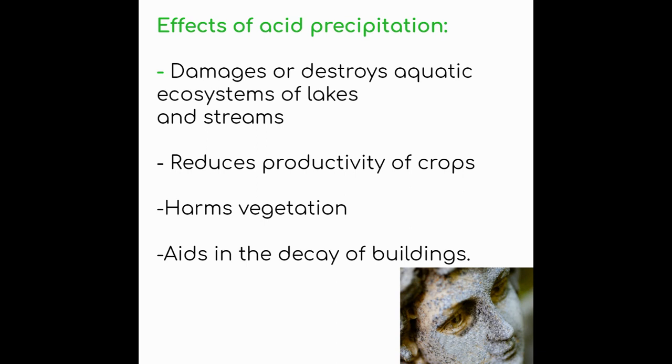When we talk about farming, acid rain can reduce the productivity of crops. Acid rain can fall and hit your crops and do damage to them, which means less product, less money for farmers, and less food for people. Again, we've talked about harming vegetation, which is just plants. And a big one is that a lot of our buildings, older buildings especially, are made out of certain stones, limestone, for example, calcium, that will be eaten away by the acid rain.